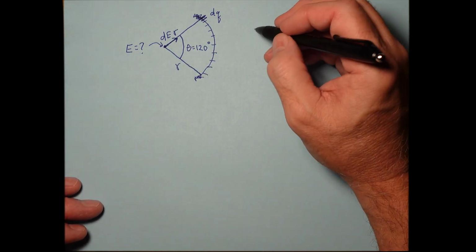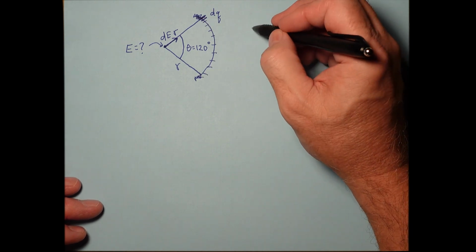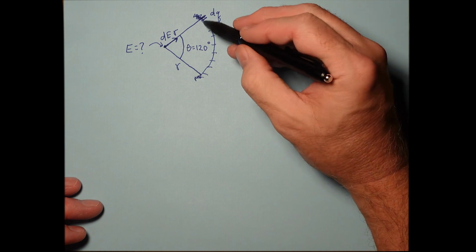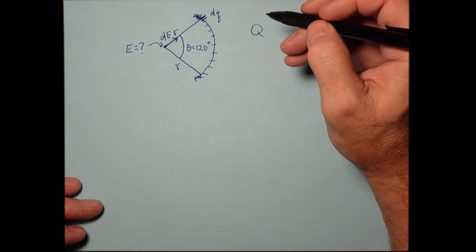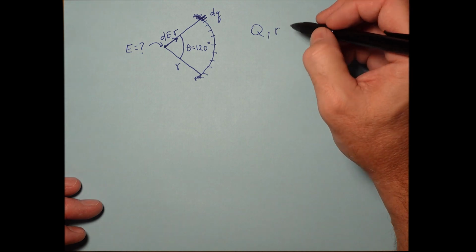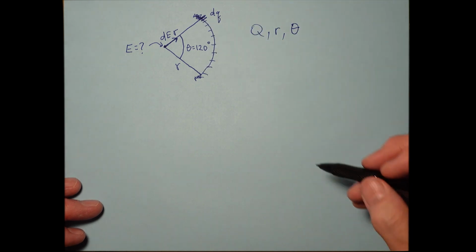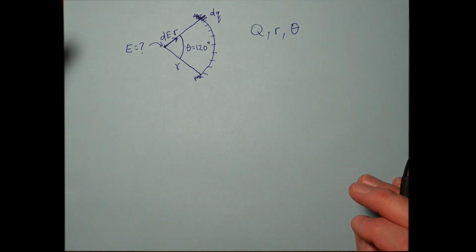Well, let's see, what is known in this case? Let's say the total charge is known. That would be big Q, so there's a total amount of charge of big Q there. This distance R is also a known value, and that angle theta is also known. That's a fixed value of 120 degrees. It's not going to change.